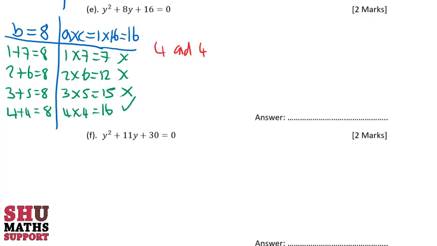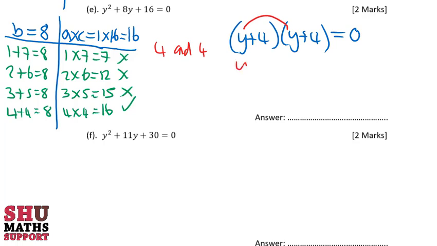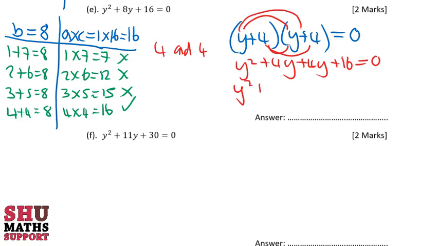So now we'll set up our double brackets. So remember we have y, so we have y plus 4 times y plus 4, which is equal to 0. So if we expand this, just make sure that we haven't done anything incorrectly. We've got y squared plus 4y plus 4y plus 16 is equal to 0. And we tidy that up, we've got y squared plus 8y plus 16 is equal to 0. And this is what we started with.